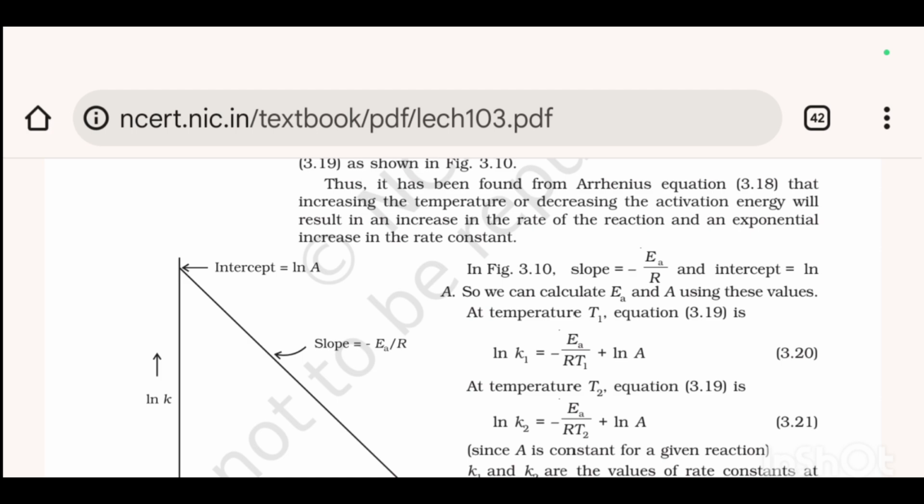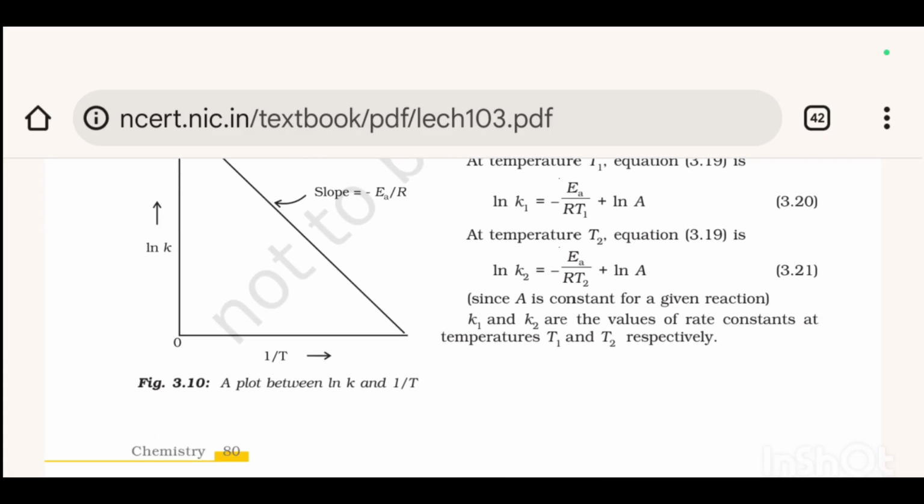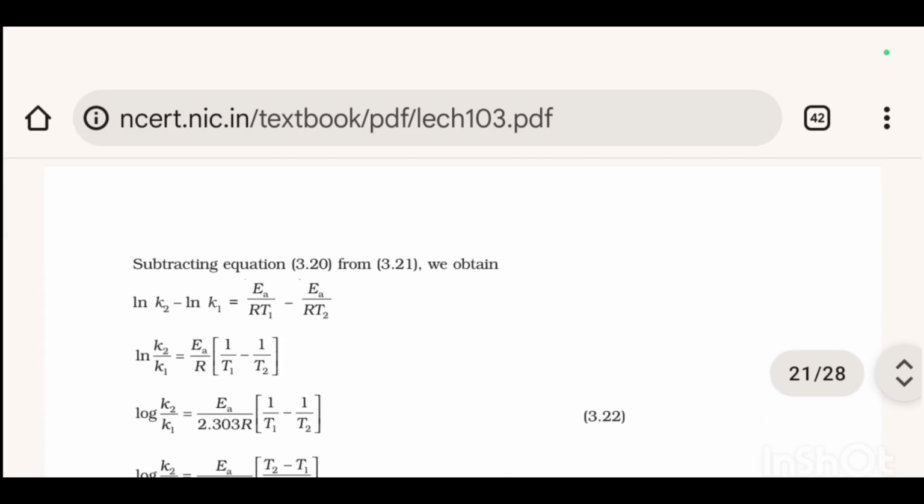At temperature T1, ln K1 equals minus EA upon RT1 plus ln A. At temperature T2, the equation is ln K2 equals minus EA by RT2 plus ln A. Since A is a constant for a given reaction, K1 and K2 are the values of rate constant at temperatures T1 and T2 respectively. Subtracting equation 3.20 from 3.21, we obtain ln K2 minus ln K1 equals EA by RT1 minus EA upon RT2.